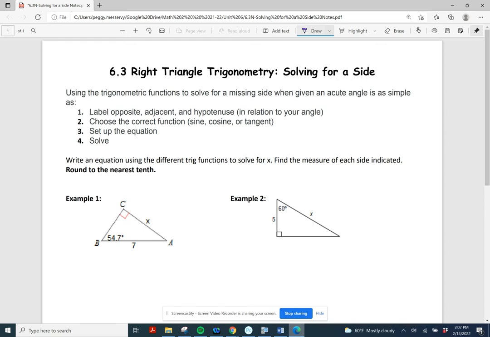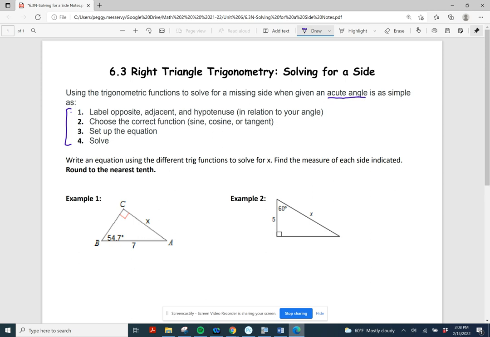Right, this is section 6.3. We're going to use trigonometry to solve for a missing side. We're going to be given an acute angle and at least one side, and we're going to be asked to find the length of another side. So I want you to read through these steps that we're going to go through, and then we're going to dive into the examples.